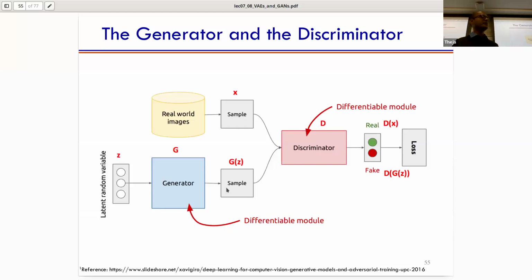Any questions? The loss will be inverse for discriminator than for generator, right? Yeah, we'll see the loss in the next slide. So I want to just talk about here.